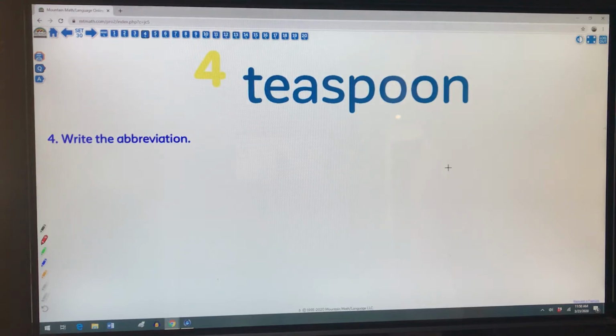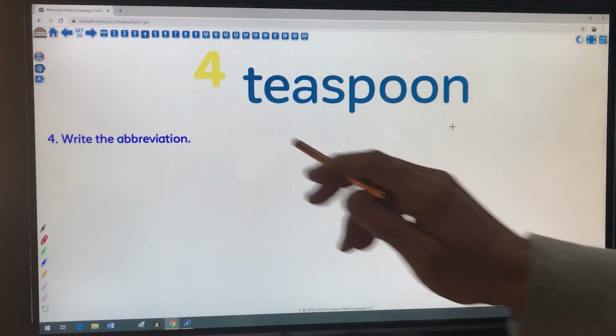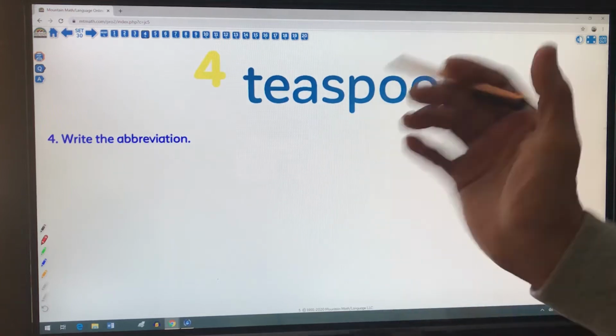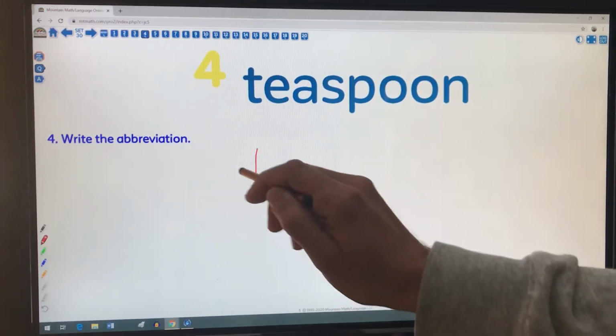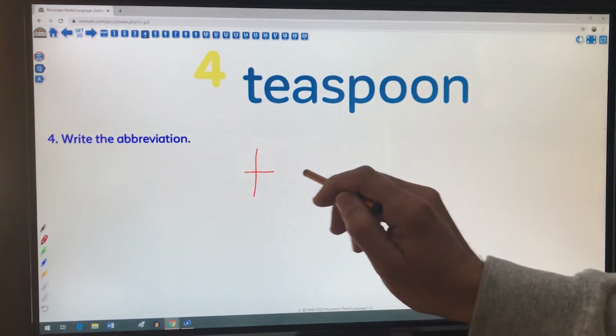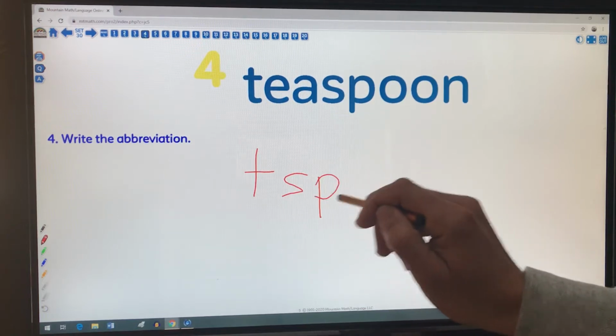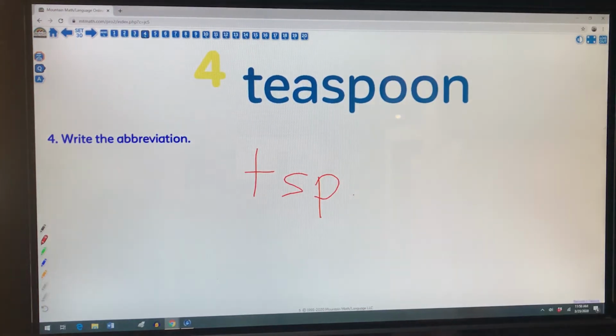Number four, teaspoon. This is a good abbreviation. We just finished our measurement unit, so we measure things in teaspoons. So if I'm going to make this, again, I'm looking for letters to make this abbreviation. It's going to be shorter, have that period. So the abbreviation of teaspoon is T, S, P, and there's my period. Teaspoon.